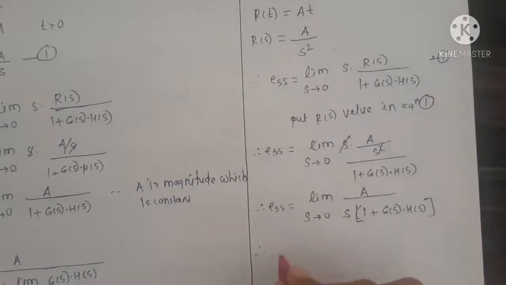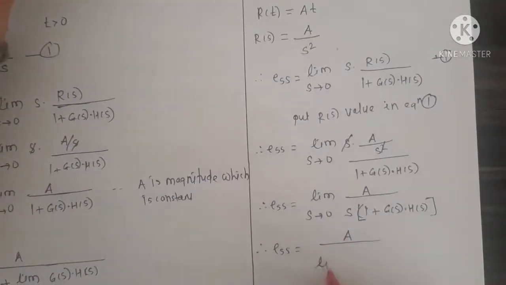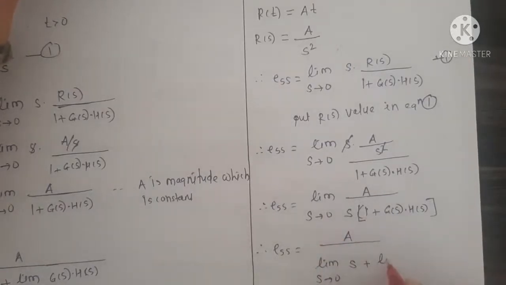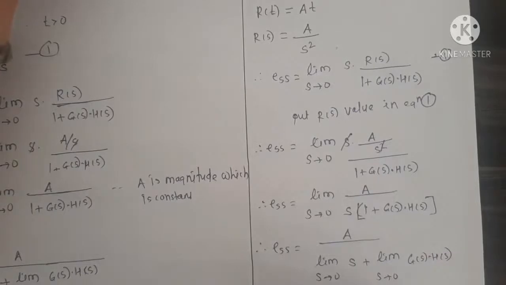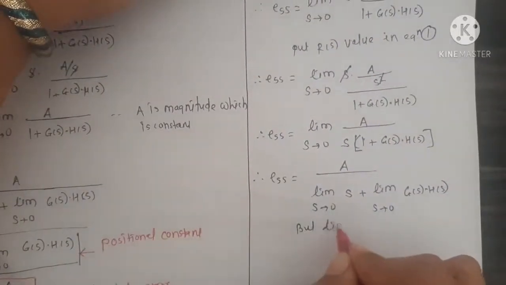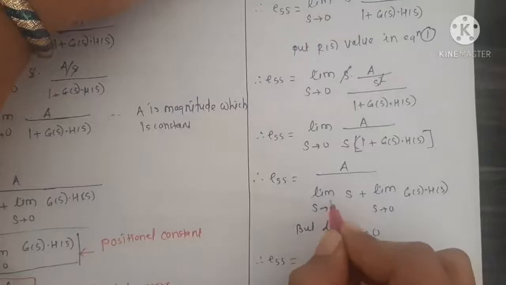Therefore apply limit to the other term. The limit does not get applied to the constant, so A remains as it is. Limit s tends to 0, s plus limit s tends to 0, g of s into h of s. What is the meaning of s tends to 0? It means we have to put the s value 0. After putting s value 0, this term will become 0. Therefore our equation will become A upon, this term becomes 0.